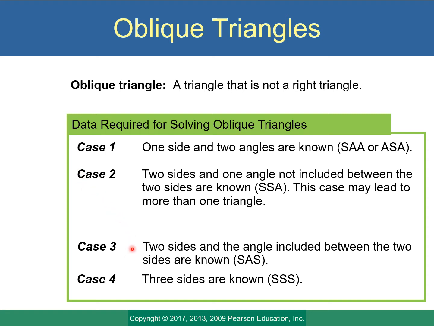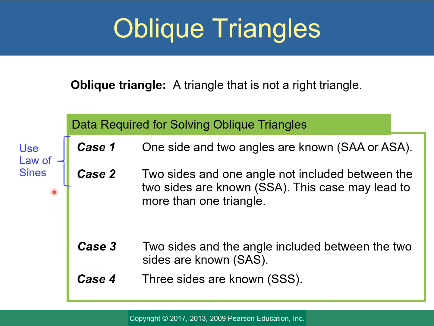Case three is if you know two sides and the included angle, so side angle side. So notice cases 2 and 3, you're given the same information, two sides and one angle, but it just depends on where the angle's at. In case 3, it's the included angle, and then in case 2, it's the not included angle. And then case 4 is side, side, side. You know all three side lengths.